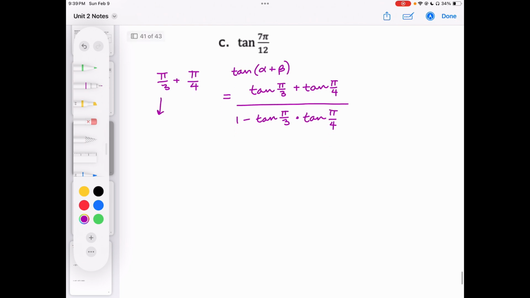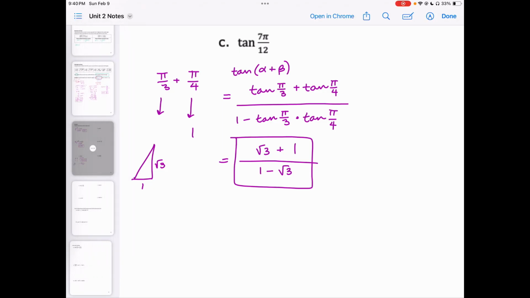The tangent for pi over 4 is a 1. That's something that we've been pretty good about knowing. For pi over 3, that is a 60-degree triangle. So that's going to be root 3. So I have root 3 plus 1 all over 1 minus root 3 times 1, right? So I don't really have to write that one, so I'll go ahead and erase it for my final answer. And then I have this for tangent of 7 pi over 12.